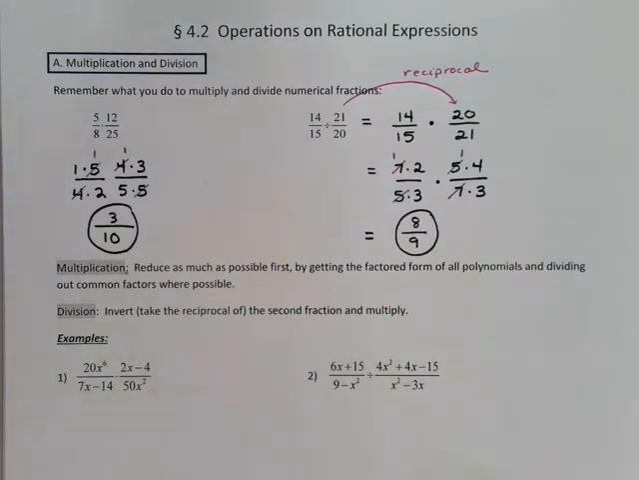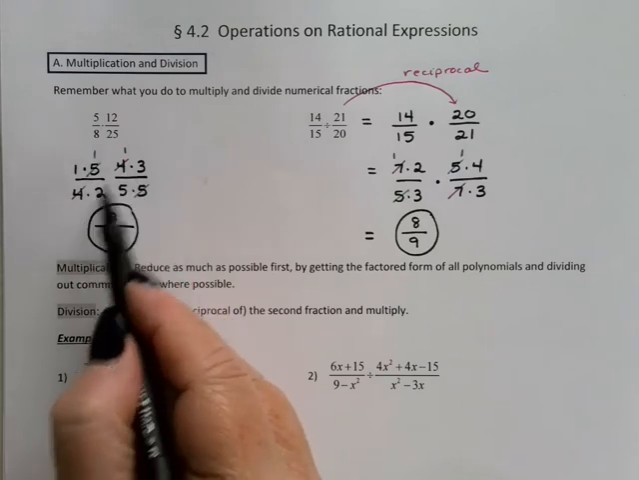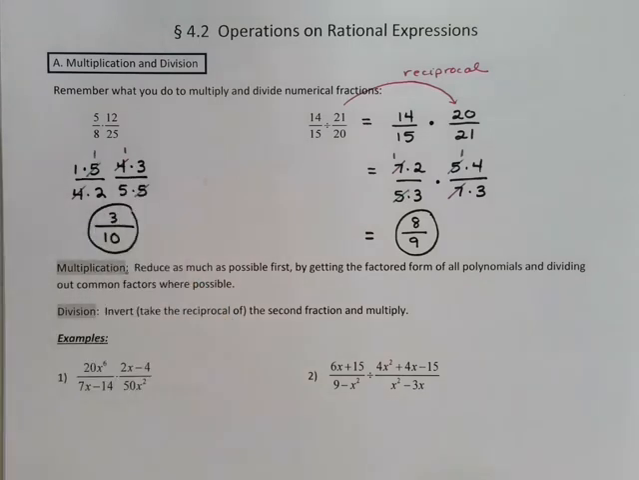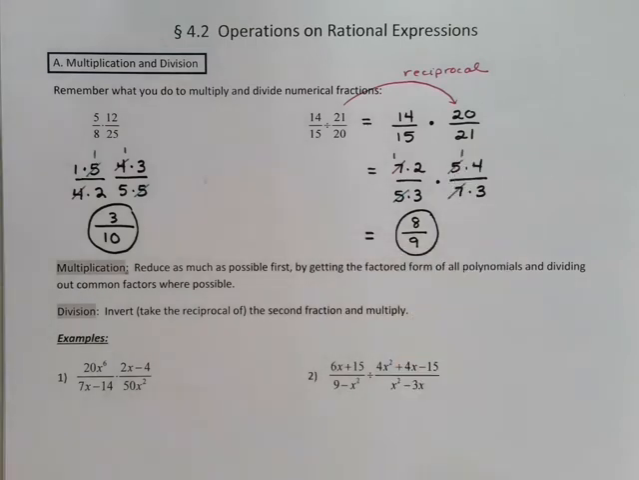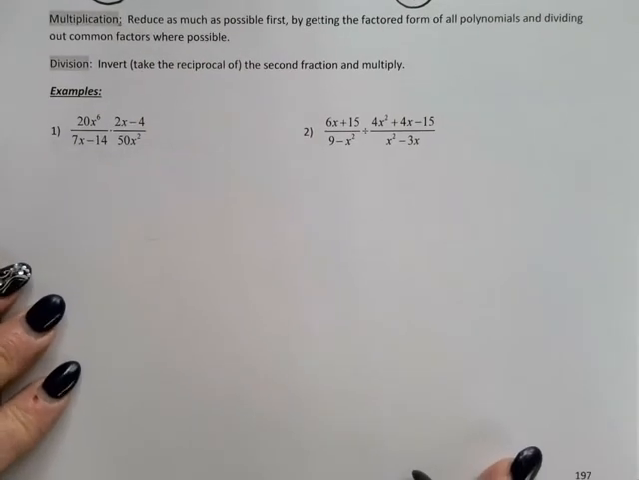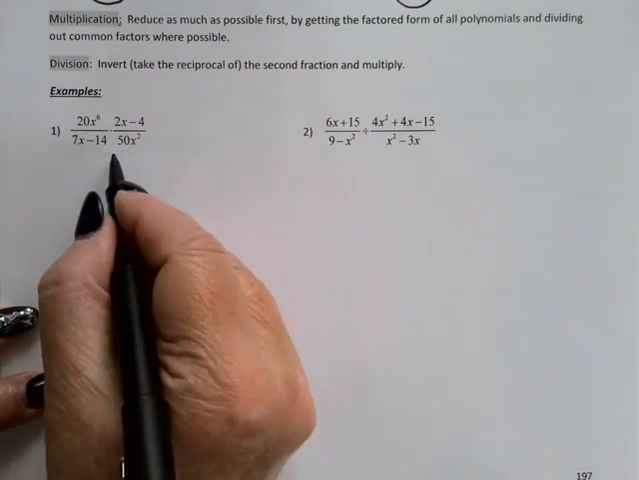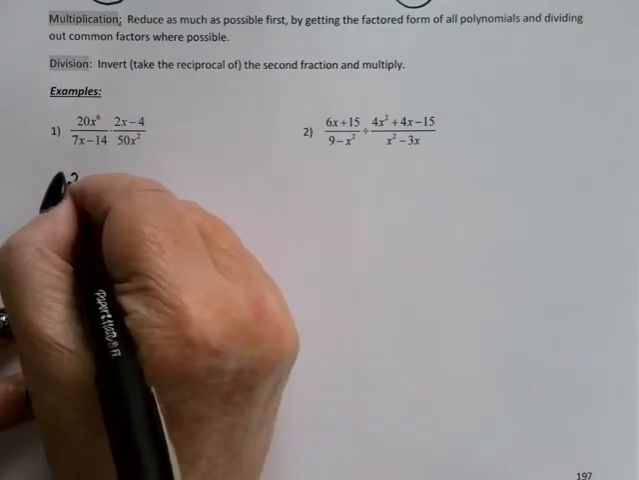We're going to be using these same methods for multiplying and dividing algebraic fractions. We'll always want to work with factored forms so that we know when we can divide and get that factor of 1. And if we do have division, we'll remember to multiply by the reciprocal. So here are some examples with algebraic fractions. Let's start by getting all of the factored forms.